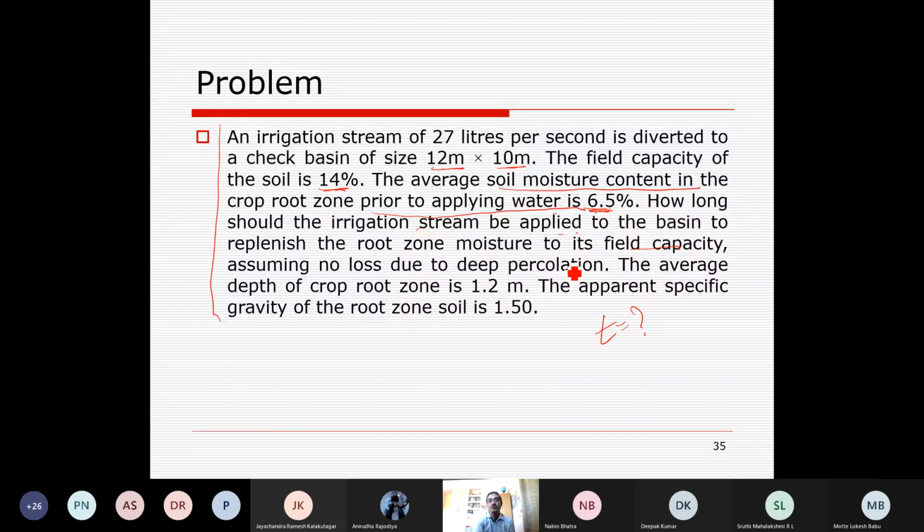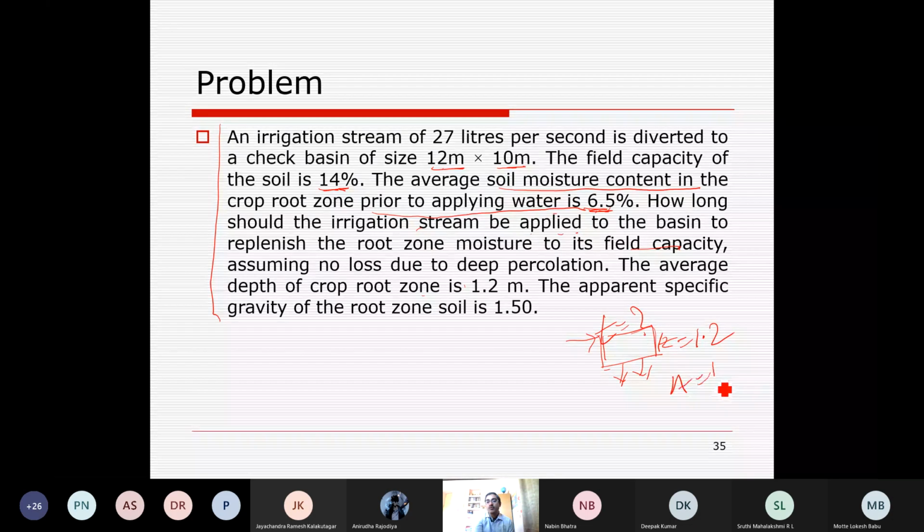Assuming no loss due to deep percolation, we are simply assuming that there is no loss of deep percolation beyond the root zone depth. It means whatever water is applied is used for irrigation only. The average depth of the crop root zone, Z, is equal to 1.2 meters. And the apparent specific gravity of the soil within the root zone is 1.5. Can you find out the time?